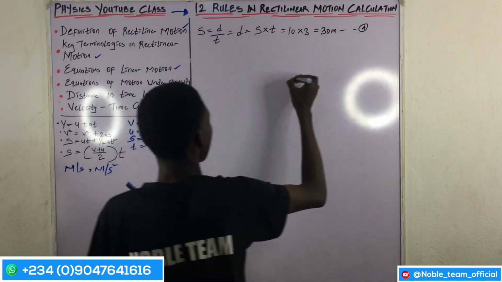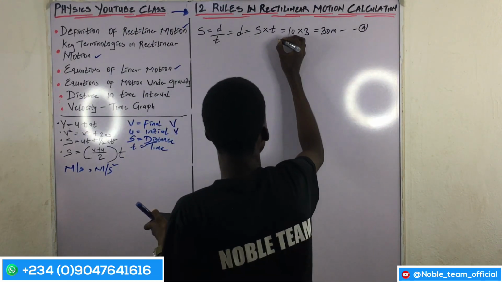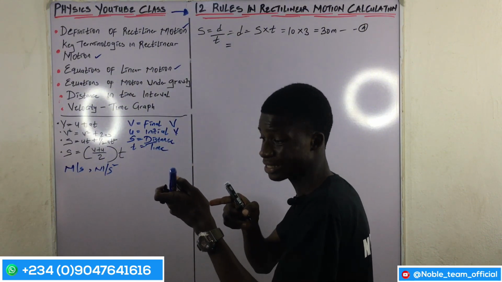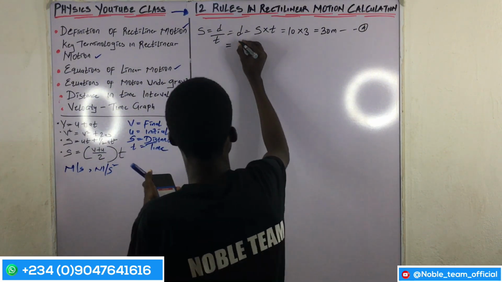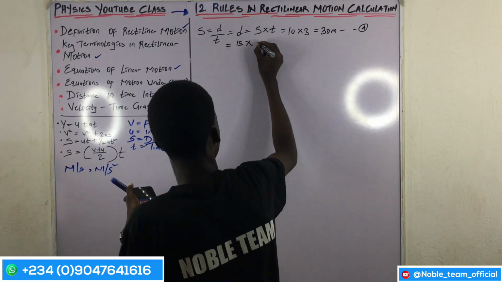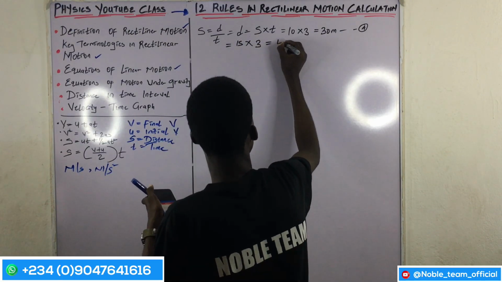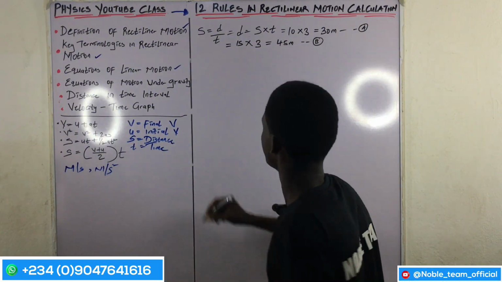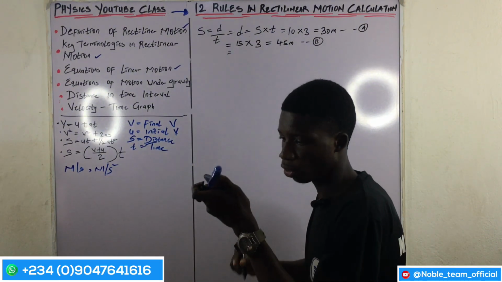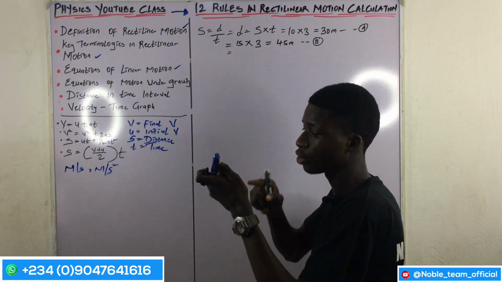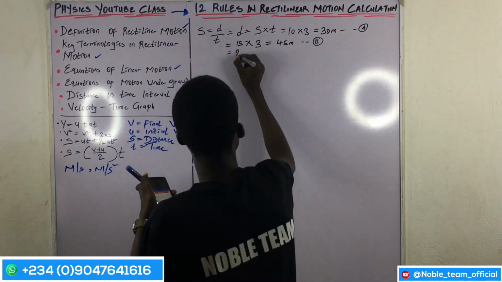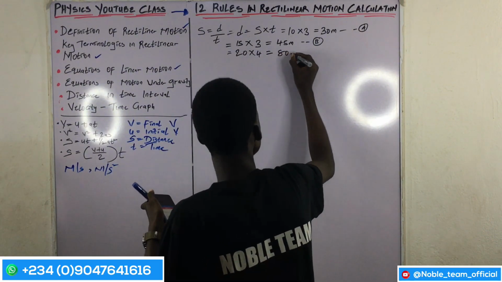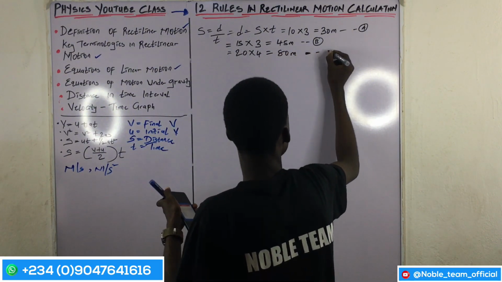This is for A. Then we have the next one, which is B, which is 15 meters per second for 3 seconds, which is 15 multiplied by 3, which is equal to 45 meters. Then the third one is 20 meters per second for 4 seconds, which is 20 multiplied by 4, which gives us 80 meters. This is C.